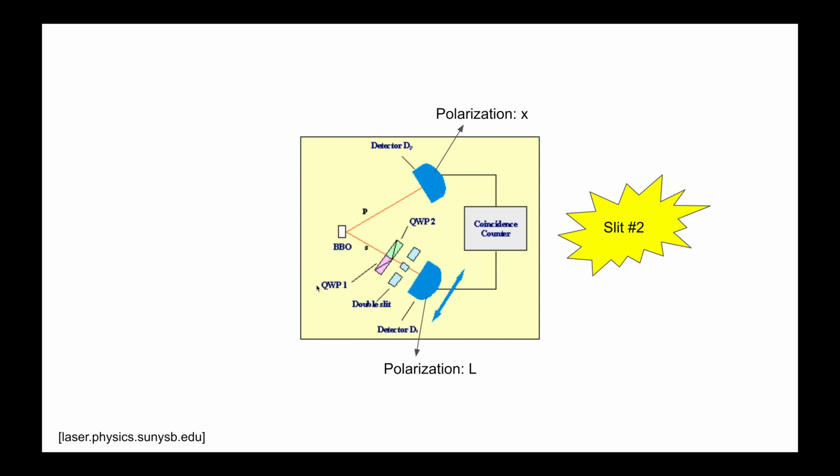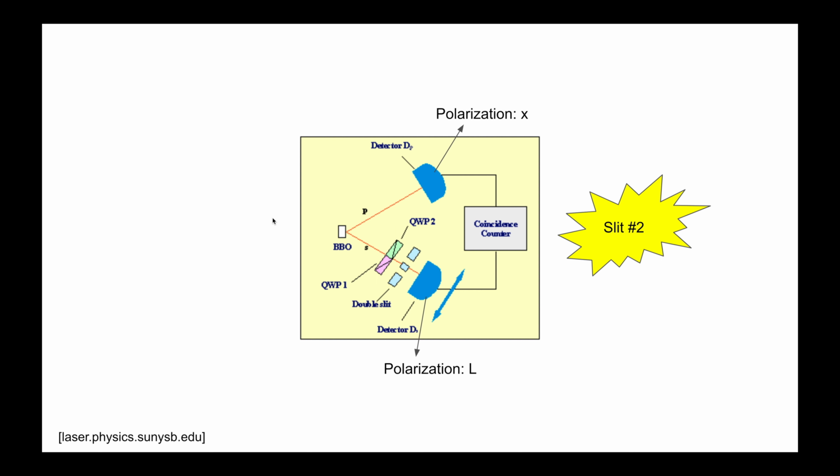Okay? Let me say it again. The moment we put quarter wave plates here, the interference pattern disappears. We don't need to measure the polarization of P and S and write it down on paper or anything. No. We put the plates in, and the interference pattern disappeared because the information existed.